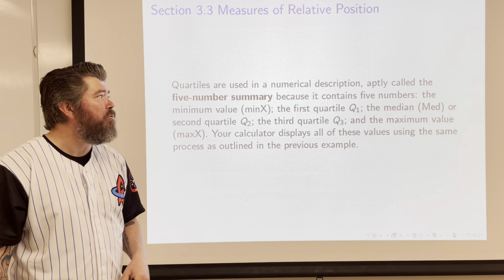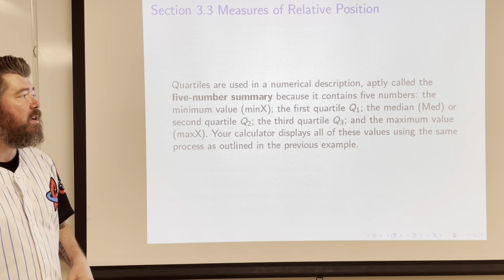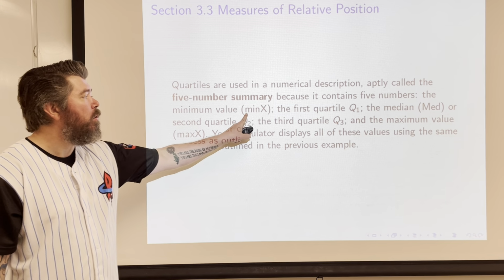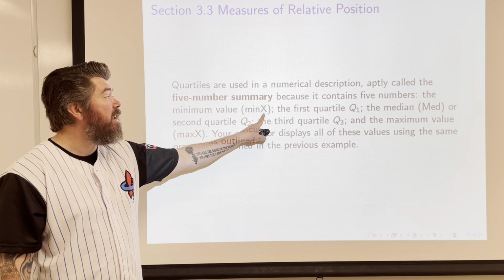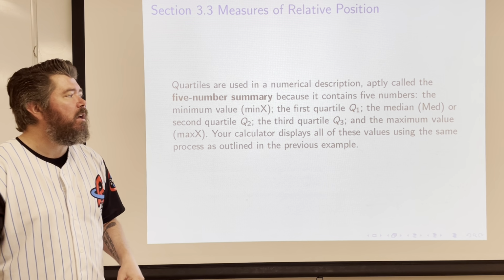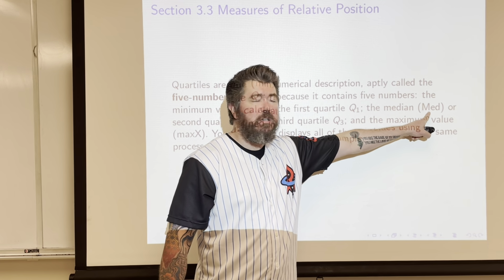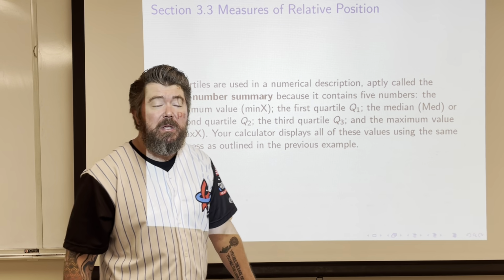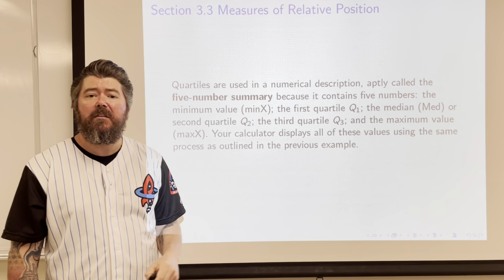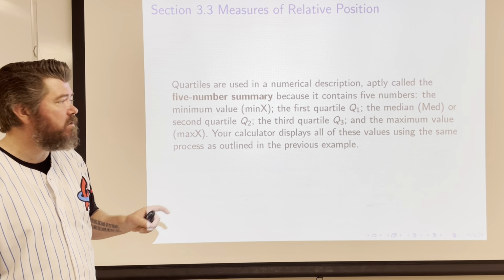Quartiles are used in a numerical description, aptly called the 5-number summary, because it contains 5 numbers: the minimum value, or what our calculator calls min x; the first quartile, Q1; the median, or the second quartile (remember, your calculator is going to denote Q2 as the median); the third quartile, Q3; and the maximum data value that your calculator will call max x.